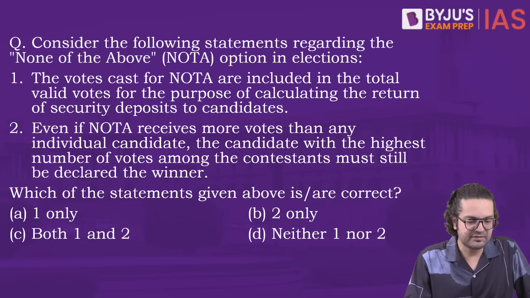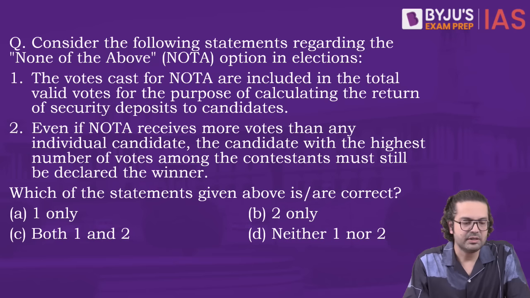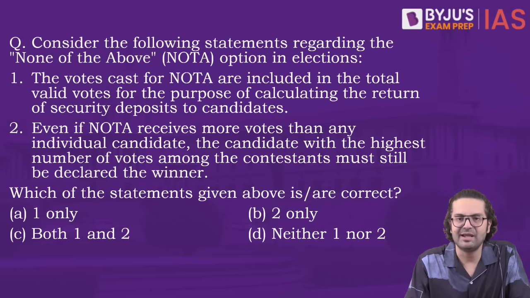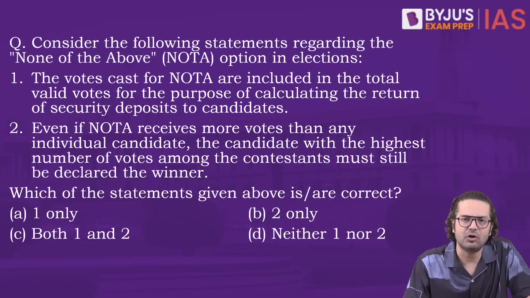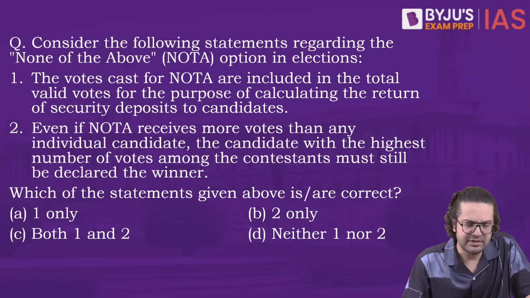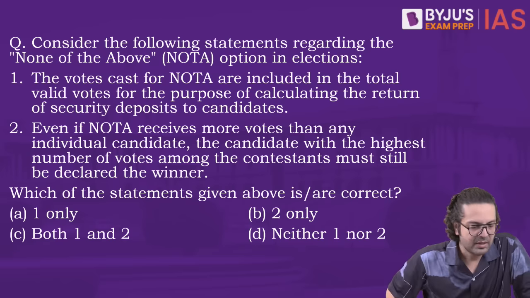Okay, next question. Consider the following statements regarding the NOTA option, None of the Above option in elections. So we have the NOTA option, right? The cross symbol in the button is the NOTA. When you reject all the candidates, the arrogance of the voter that everybody is useless, that's NOTA.